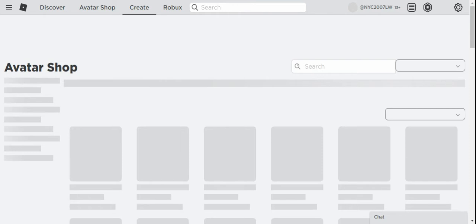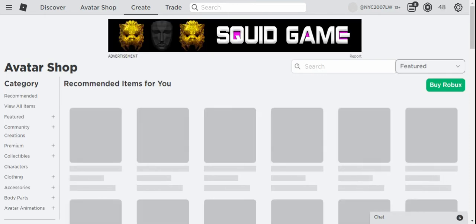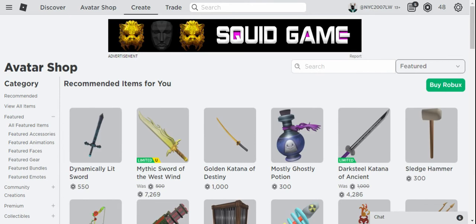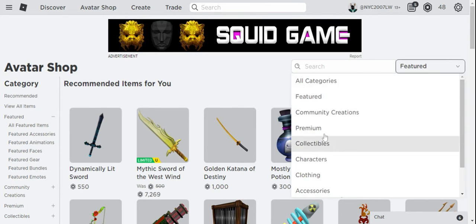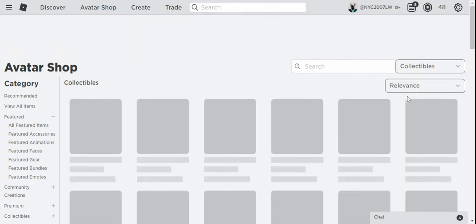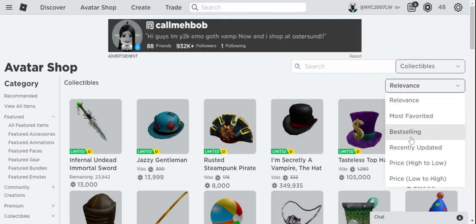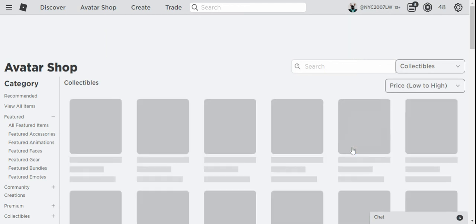And also, when there's an event and a limited comes out and it's like 100 Robux, I would buy it because it'll go limited and you are going to make profit. So what you go to is the catalog and then collectibles, and then relevance and then low to high.